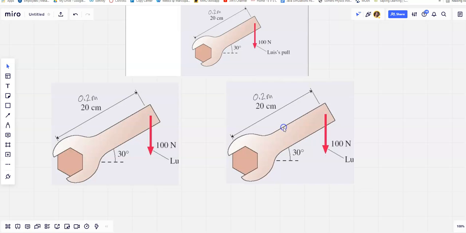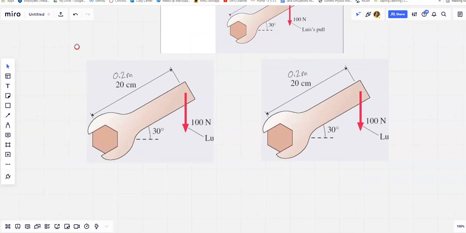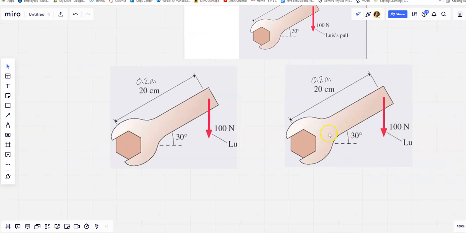Okay. So the first method we're going to do is where we're trying to figure out the angle of the force, the perpendicular part of the force, and then multiply it by 0.2 meters and then figure out the torque that way. The second part is over here. We're going to try to take the perpendicular part of the moment arm distance and then multiply it by the 100 Newton force and then figure it out that way. So let's try both ways.